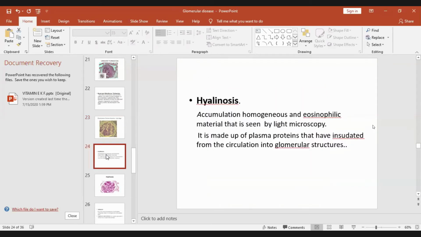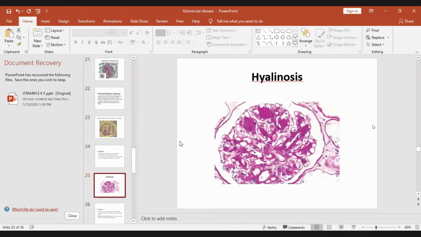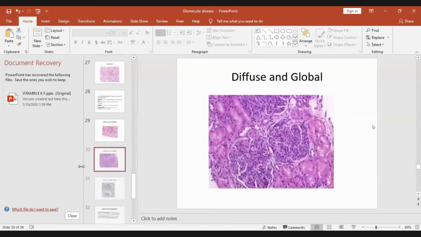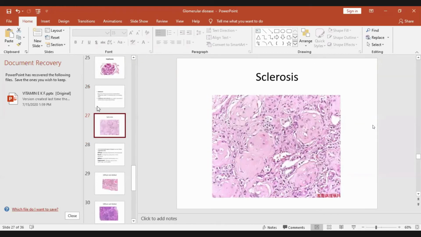Then hyalinosis, that is the hyalinization of the glomeruli. It may be plasma protein insudated from the circulation into the glomerular structure. So accumulation of homogeneous eosinophilic material, which is seen in light microscopy, is hyalinization. See, these are the hyaline deposits in the glomerulus. Then sclerosis means fibrosis of the glomeruli, accumulation of extracellular collagenous matrix in the mesangium. So this is sclerosis. See, the glomeruli are all sclerosed, fibrosed.